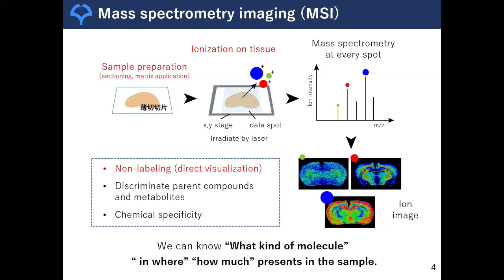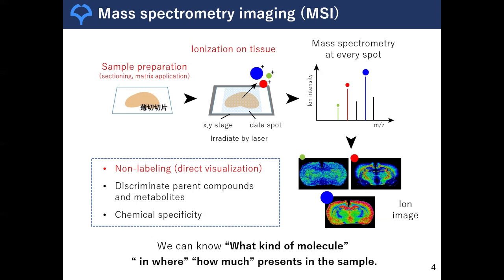This is an overview of mass spectrometry imaging. Mass spectrometry imaging is a two-dimensional method of performing mass spectrometry on tissue sections. First, body tissues such as mouse brain and plants are sectioned. Molecules in the tissue are ionized by irradiating the tissue section with a laser for mass spectrometry. By repeating this on a two-dimensional tissue section, the position information and mass spectrum at each position can be obtained.